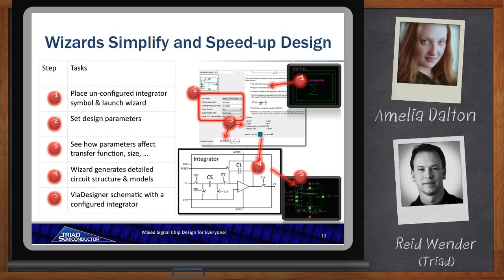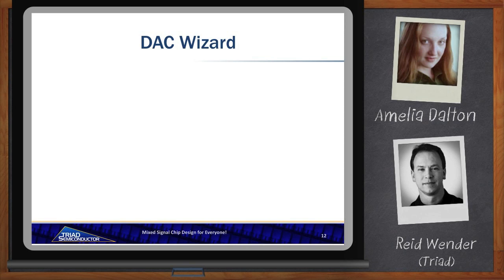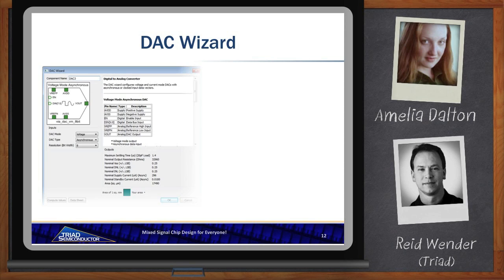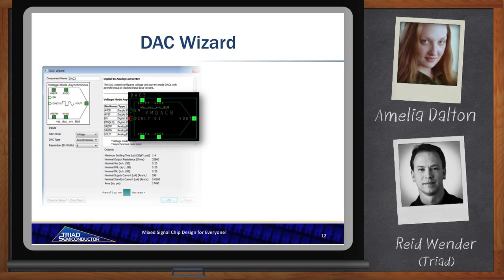Fantastic. I think I have the general concept down here. Can you give us a couple more concrete examples on how this works? Sure. Digital to analog conversion is something that's needed in a lot of designs. You've got a digital circuit and you need to create an analog waveform for that. So we have a DAC Wizard.